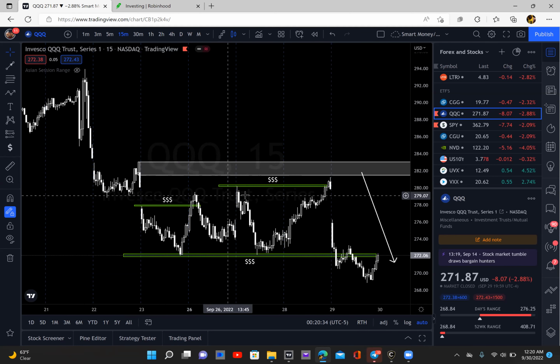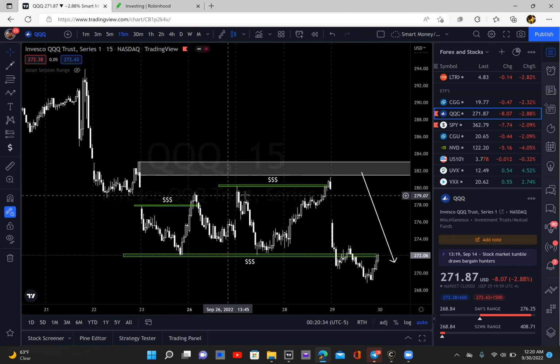Also, this was a little demand zone right here. It came, retested, took it up, and took out this liquidity right here up to this zone, which I think it may come back to.